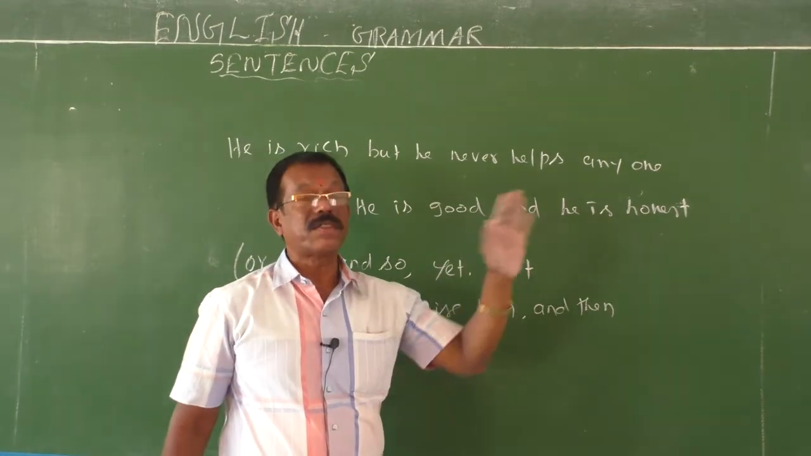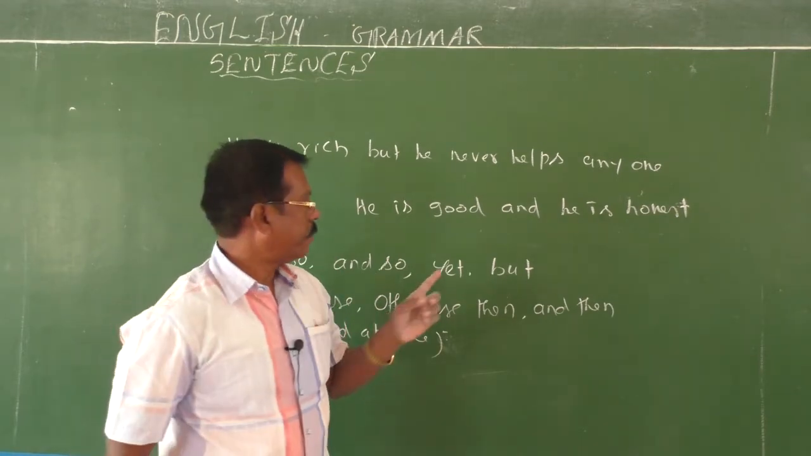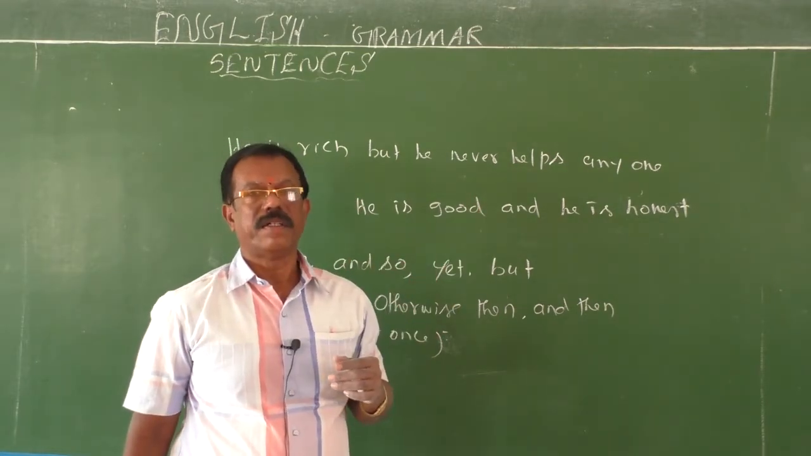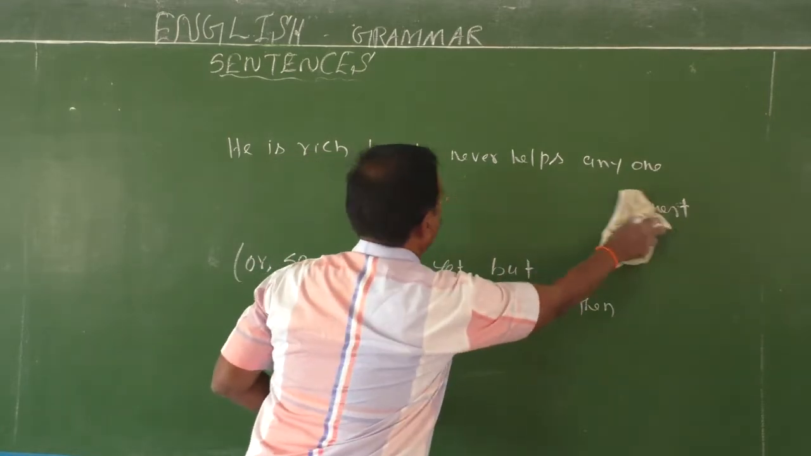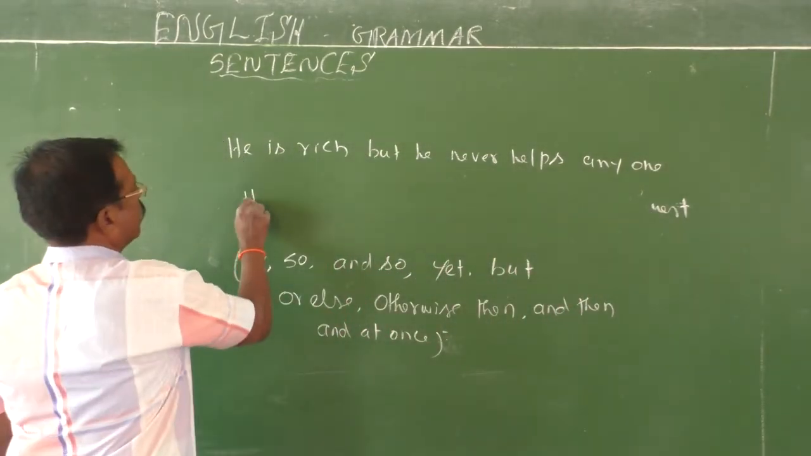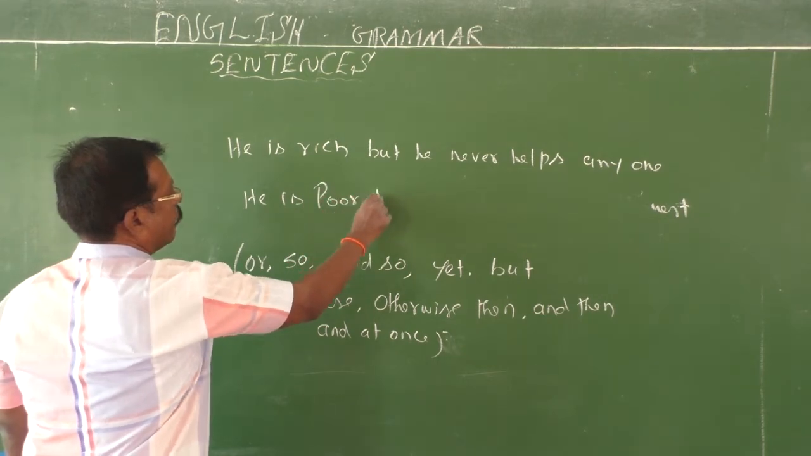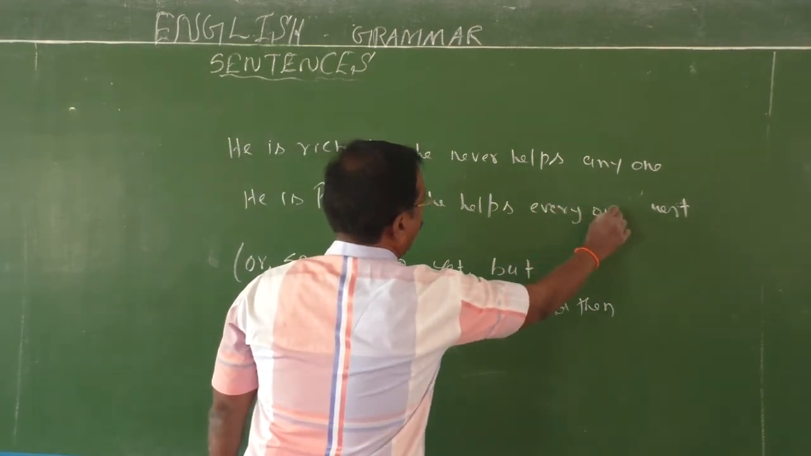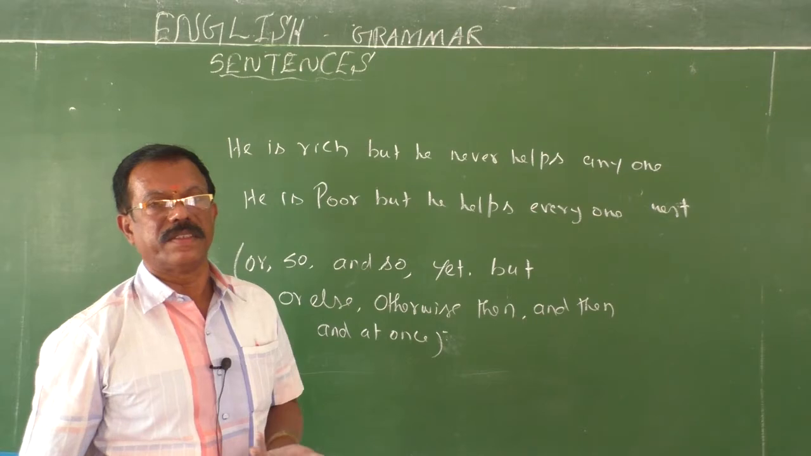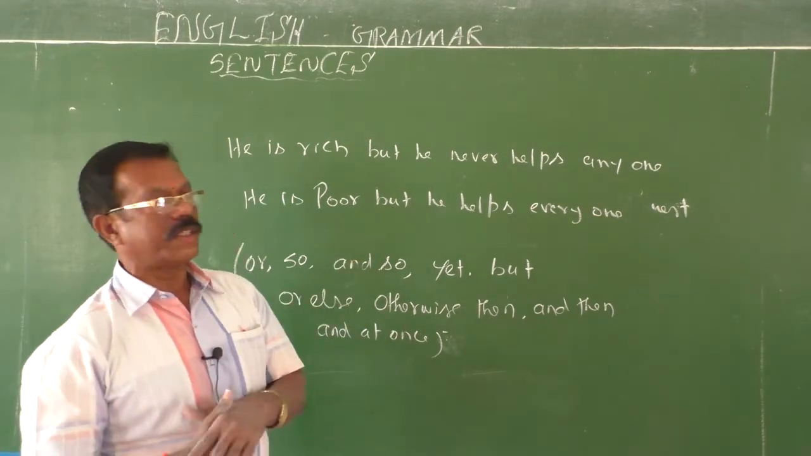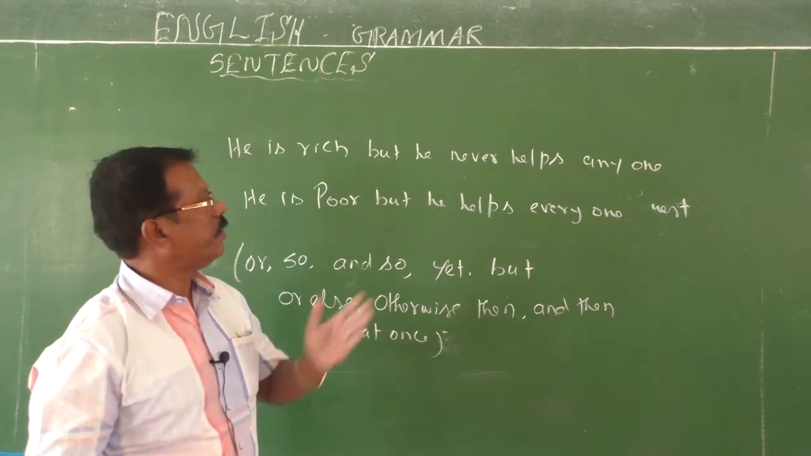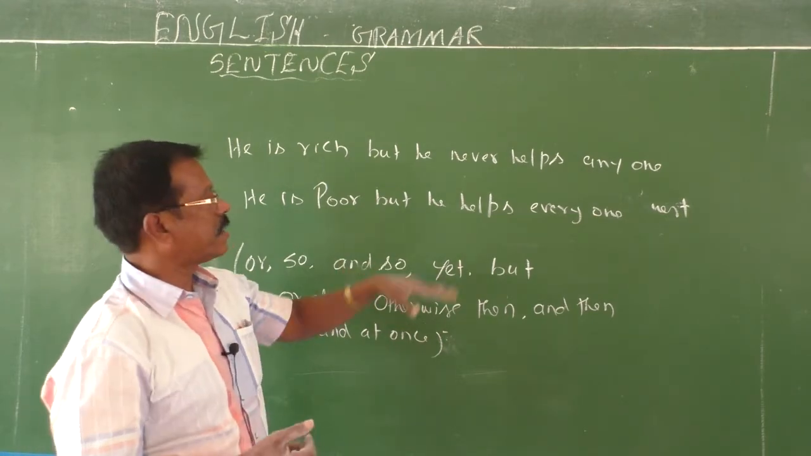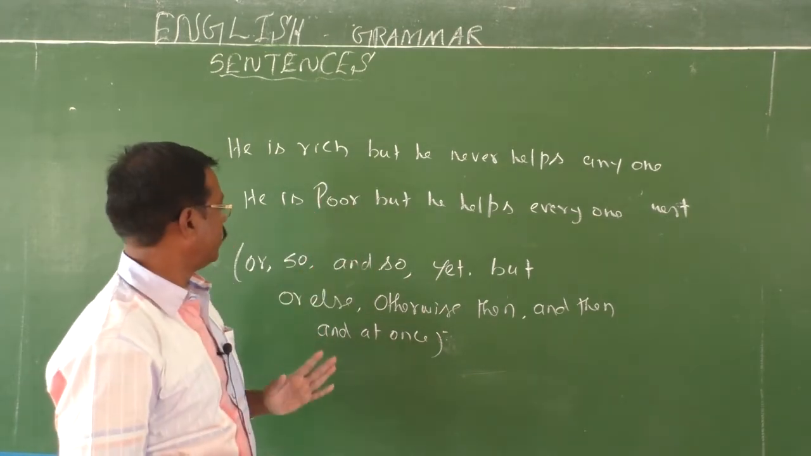But if the ideas are in contrast to each other, then you have to use the connecting word but. See, he is rich, but he never helps anyone. Otherwise, see, he is poor, but he helps everyone. Here the ideas are in contrast. A poor man cannot help others. That is a general idea. But in contrast to that general idea, he comes forward to help others. Therefore, we join these two sentences by using the coordinating conjunction but. So when ideas are in contrast with each other, you have to use the connecting word but.